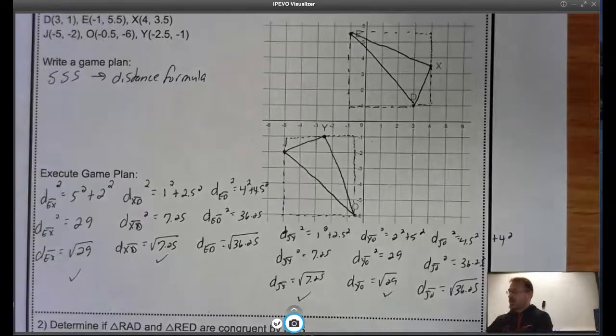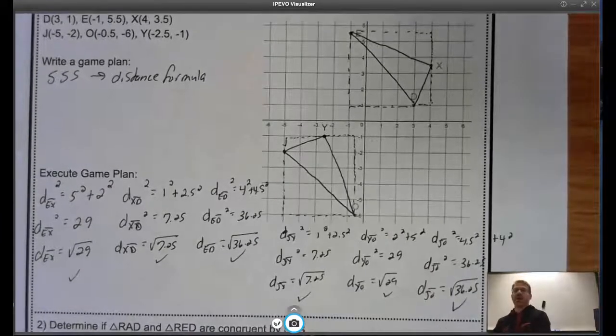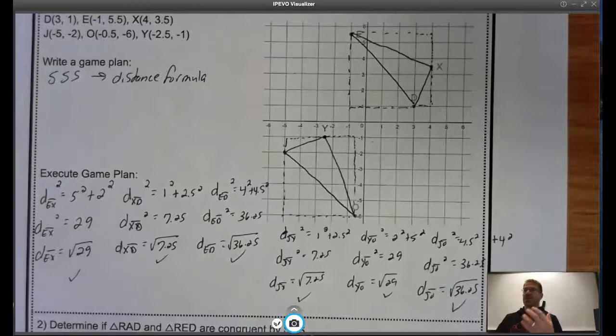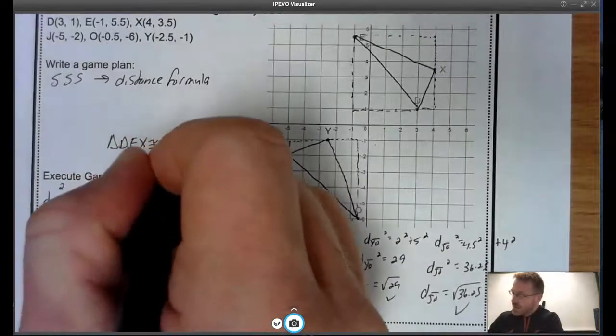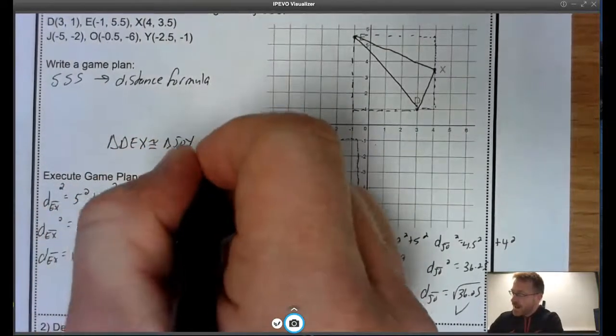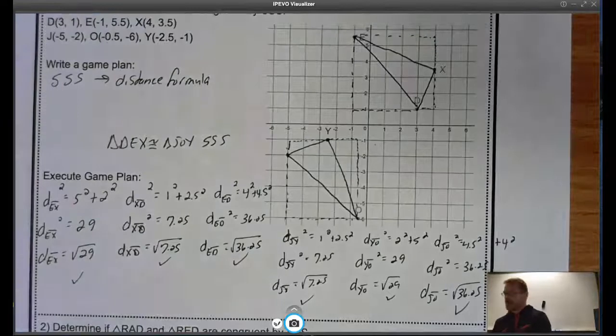All right, so now, there we go. So we have 3 sides that match 3 sides. So we know that these triangles are congruent, right? So triangle DEX is congruent to triangle JOY by side, side, side.